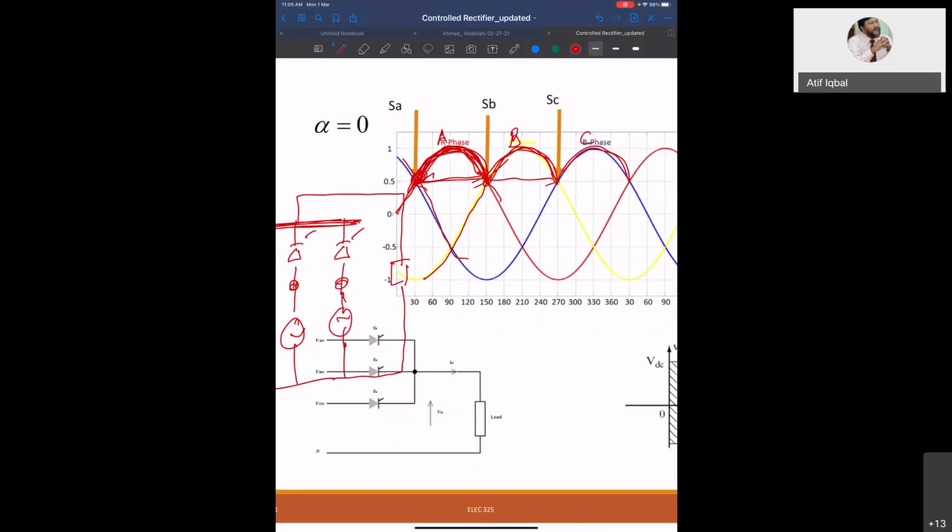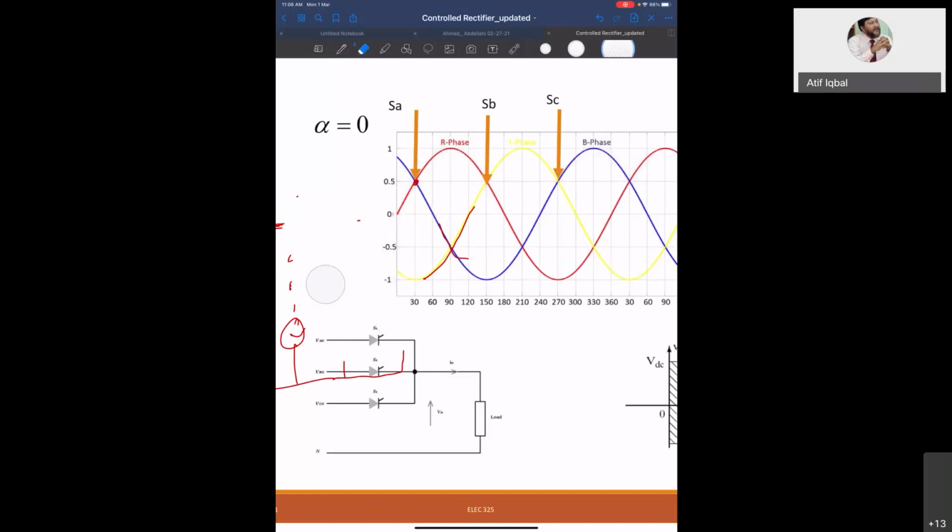Any thyristor connected to phase B will operate in this region. Any thyristor connected to phase C will operate in this region. Clear? So we measure the angle alpha from this point. This is called the alpha is equal to 0 point.